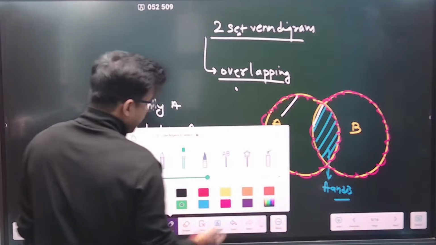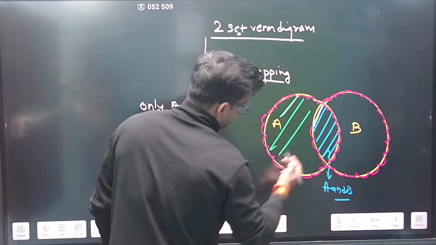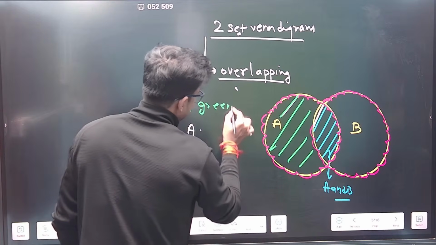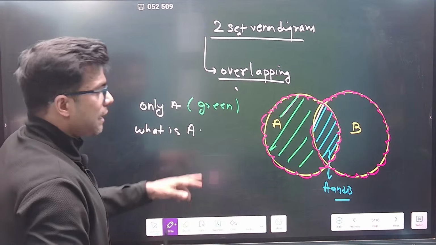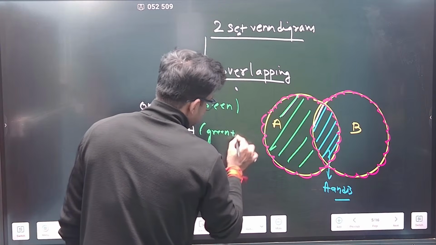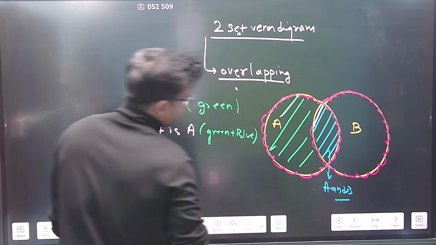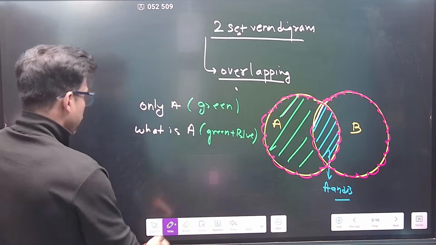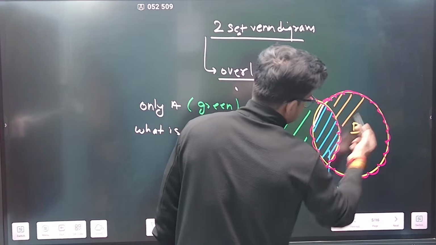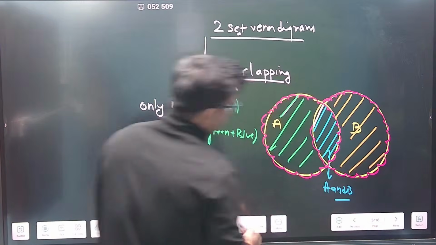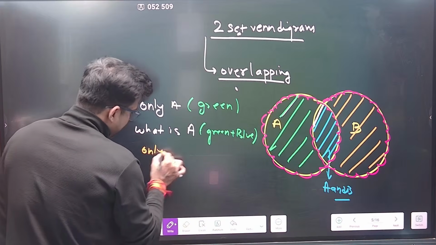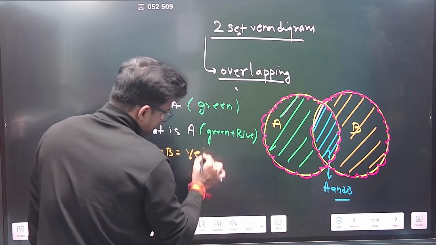The part which is green in color is this one. Now only A is basically green. I hope you are getting it. And if I say what is A, which is green plus blue, then you will say green plus blue. Correct. Now again the same goes for only B. If I color this part with this color, suppose I name it yellow, then only B is basically yellow. So only B I would say is yellow, correct.